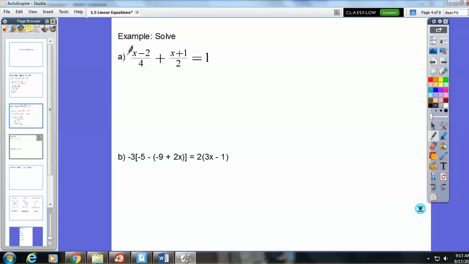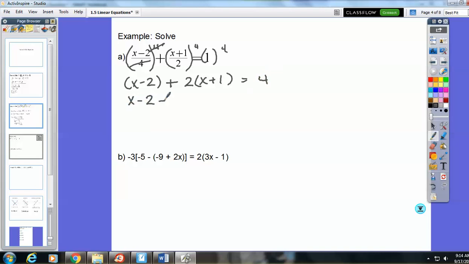Make sure, I think it's worth the time just to write it on every single term. It helps prevent some mistakes. In the first one, we see those both cancel, so all you have left is the x minus 2. On the second one, 4 divided by 2 is 2, so I'm left with a 2 to distribute through there. And over here, 1 times 4 is 4. So I have x minus 2 plus 2x plus 2 equals 4.